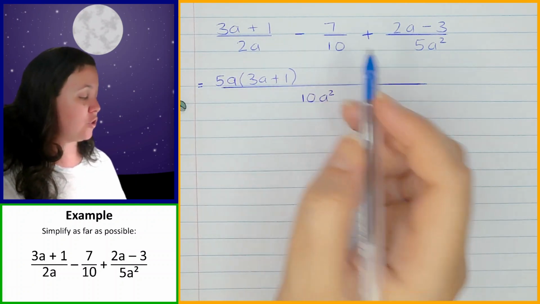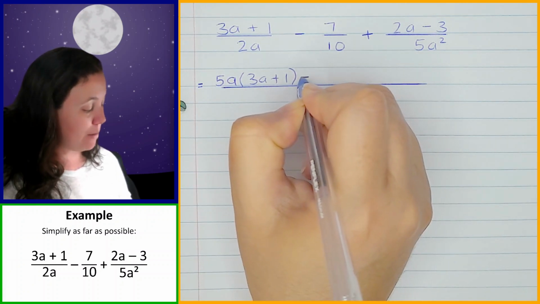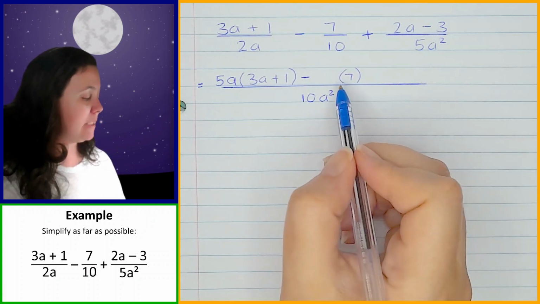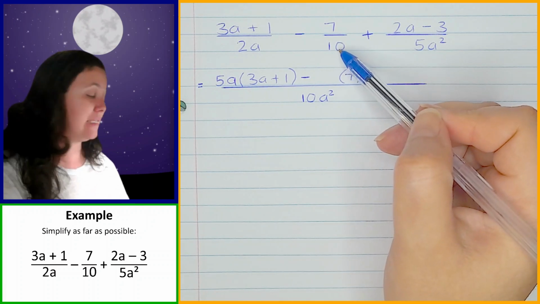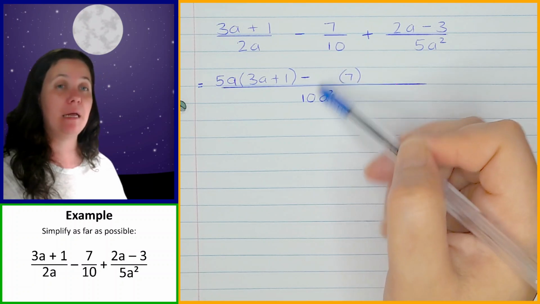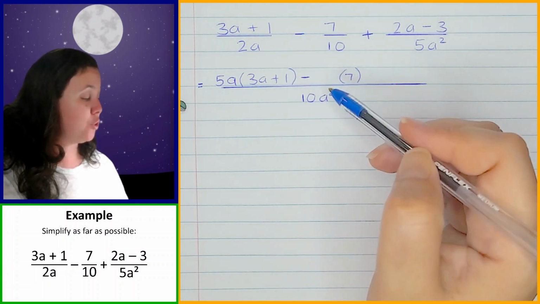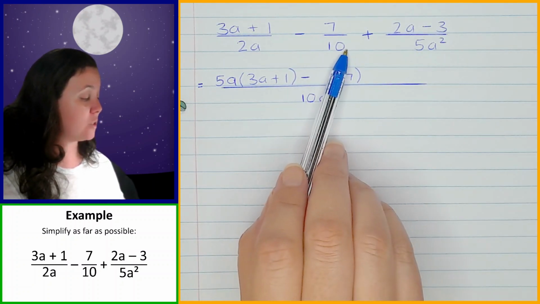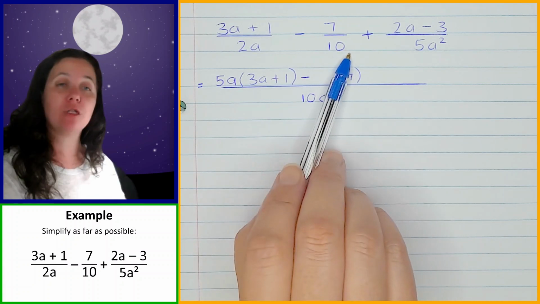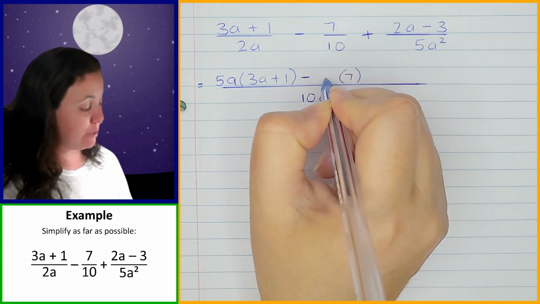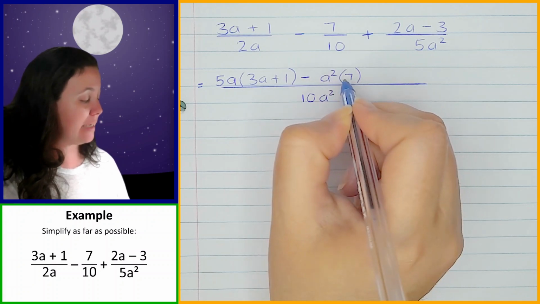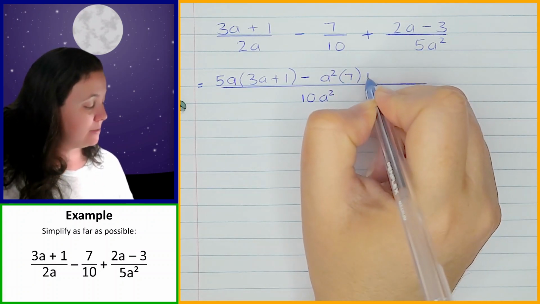Okay, now let's go on to the next one over here. I've got minus, and then I'll put my 7 in brackets. And now I'm going to be multiplying over here. 10 is the same as the 10 over there, so I don't need to multiply by anything as a number, okay? But I do need to multiply by a squared because I don't have any a's over here. So to make this the same as that, I have to multiply by a squared. So I'm going to multiply over here by a squared. So I've got negative a squared times 7. And then I've got a plus.